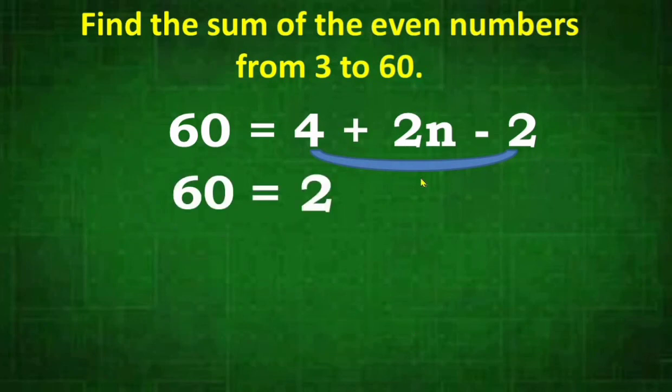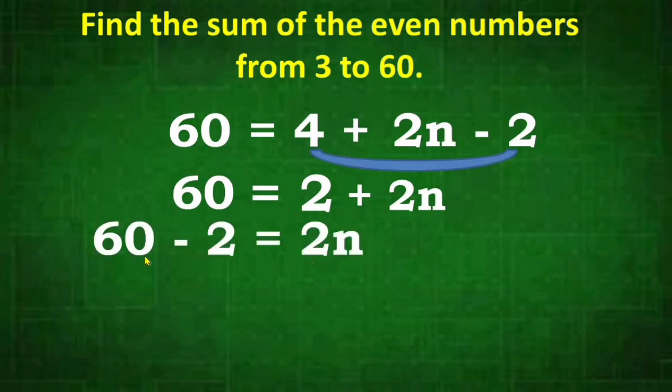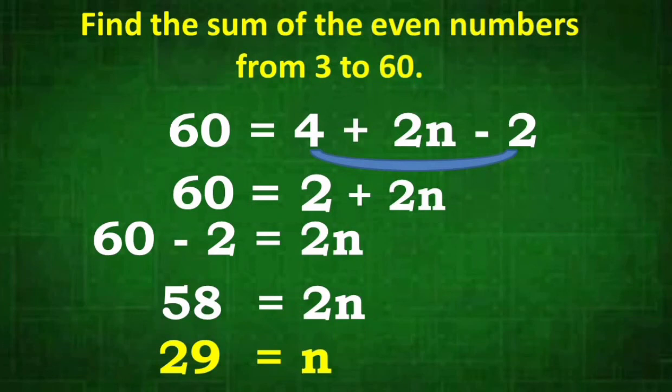So 60 is equal to 2, bring down 2n. Then, let's subtract 2 both sides of the equation. So that will become now 60 minus 2 is equal to 2n. Then 60 minus 2 is equal to 58 is equal to 2n. Divide both sides by 2, that is equal to 29. So we have now the value of n, which is equal to 29.